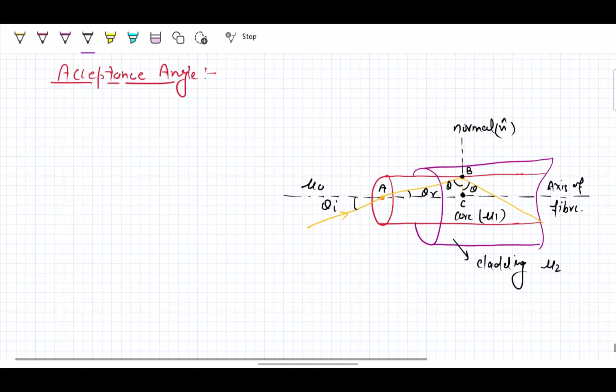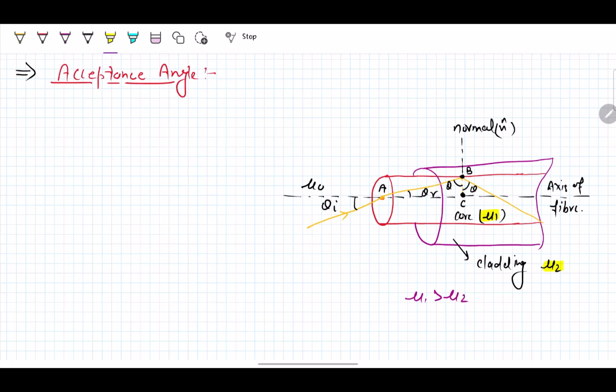So now let's talk about the acceptance angle for the optical fiber, because we need total internal reflection. There must be some suitable angle through which we can enter light into the optical fiber, and we will get total internal reflection. So we have a concept of acceptance angle, and how to find it out. Here's the diagram of the optical fiber, having core and cladding, and the refractive index of core is mu1, and the refractive index of cladding is mu2, and the condition is that mu1 is greater than mu2.